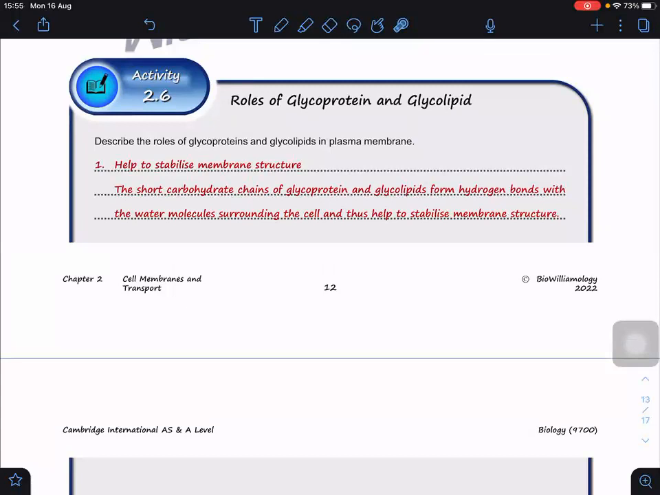The short carbohydrate chains of the glycolipid and glycoprotein form hydrogen bonds. I will tell you more about hydrogen bonds when we enter osmosis. So with the water molecules surrounding the cell, they help to stabilize the membrane structure. This is a very, very important idea, guys. If you have a cup, you put in water, and then you put a layer of oil, and then you shake. You form oil droplets initially, but toward the end, they cannot mix together. They will go back to two layers.